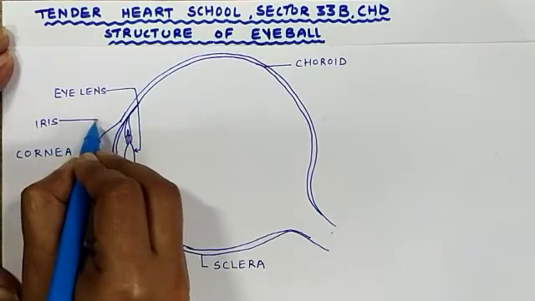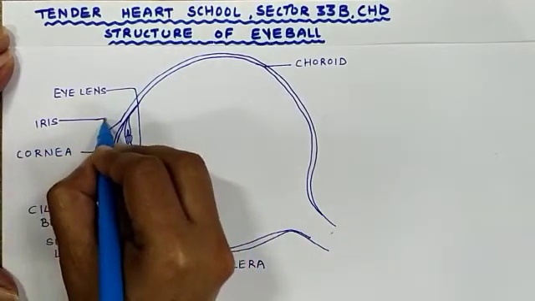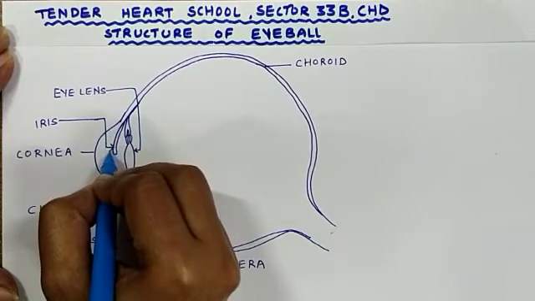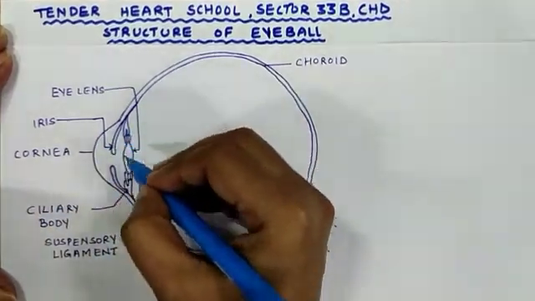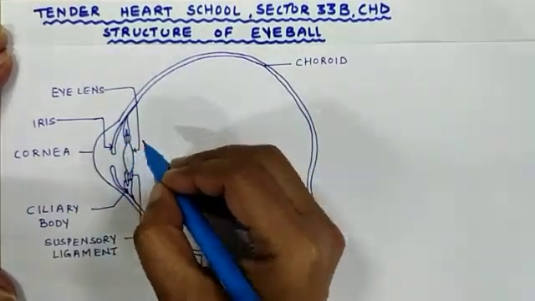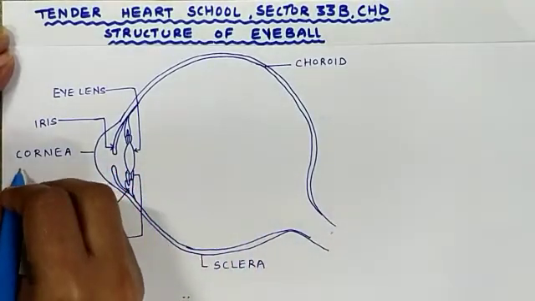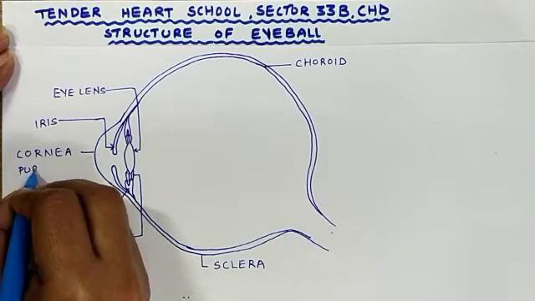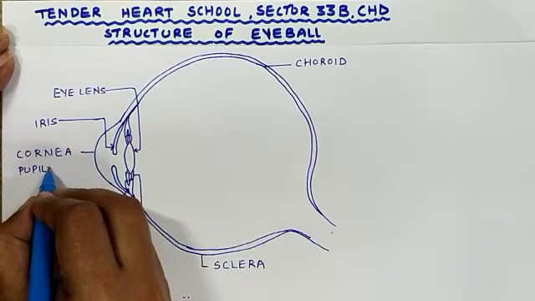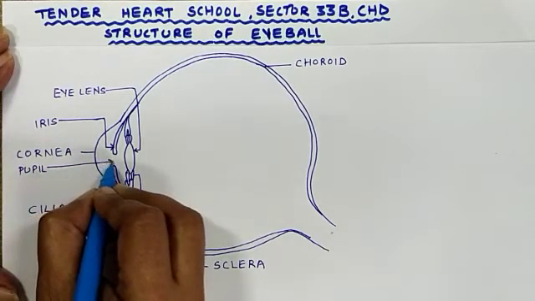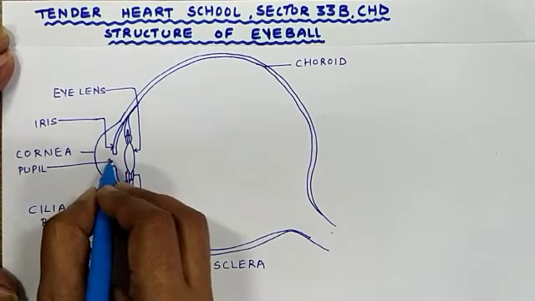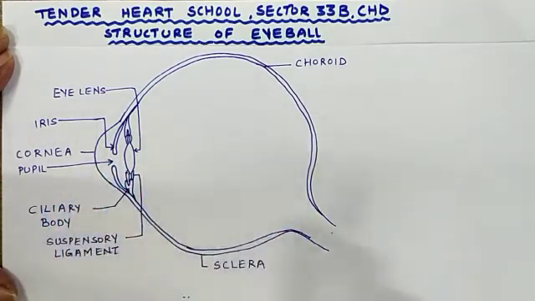So this is your iris. Iris is the part of the choroid which is covering the eye lens, leaving a small opening in the center. This opening is called the pupil. Pupil is right in the center of the iris. This is a hole or opening through which the light can enter into the eye.